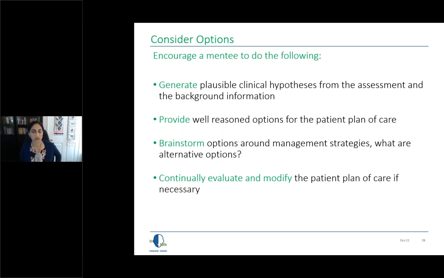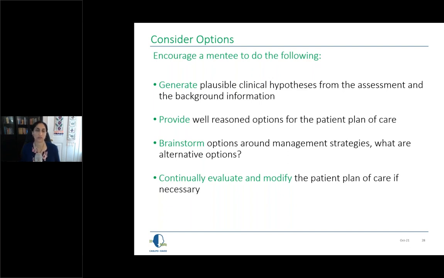And as a mentor, if you're noticing that this is a gap for a mentee, again, there could be different reasons for that. It could be because they have not worked with stuttering before. This isn't an area that they've been exposed to in their clinical placements as students. So what you're going to do as a mentor is really encourage a lot of reflective thinking and brainstorming. So you can encourage a mentee to generate plausible clinical hypotheses from the assessment or the background information. What do you think you might see? What do you think you might do?